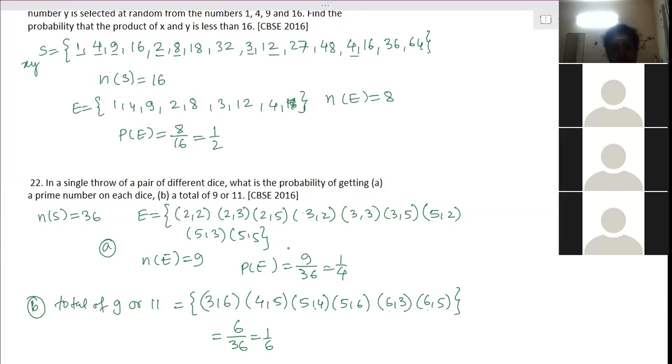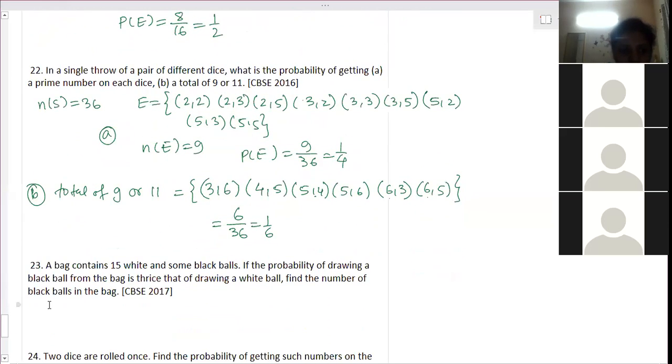Don't they count 6, 3 also? 3, 6 and 6, 3 we have taken. This was the same condition as that question, only numbers have been changed. Solve this question, 23rd one.